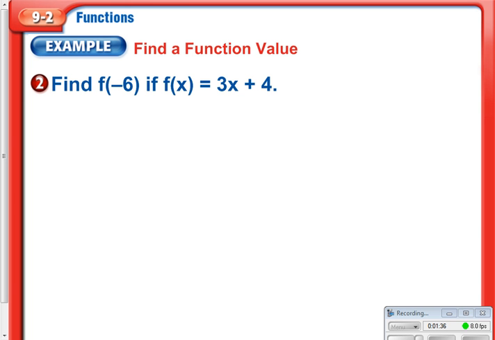Example 2: f of negative 6 if f of x equals 3x plus 4. So we're going to put in negative 6 for x here. We have 3 times negative 6 is negative 18, plus 4. Negative 18 plus 4 is negative 14.